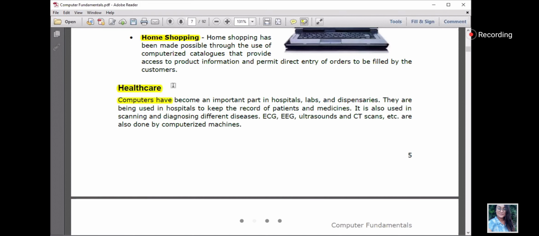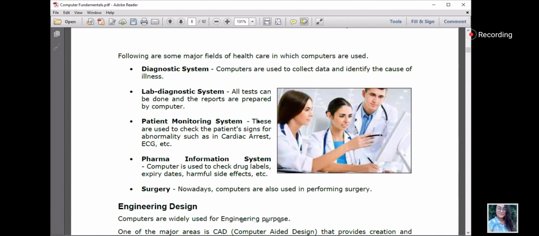Next thing is healthcare. In healthcare sectors, you see ECG, EEG, CT scans, all these things are actually computerized machines. So in the medical or healthcare sector, computers have a great role in diagnosing various kinds of diseases.